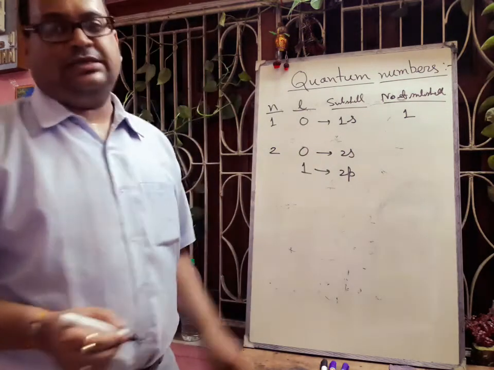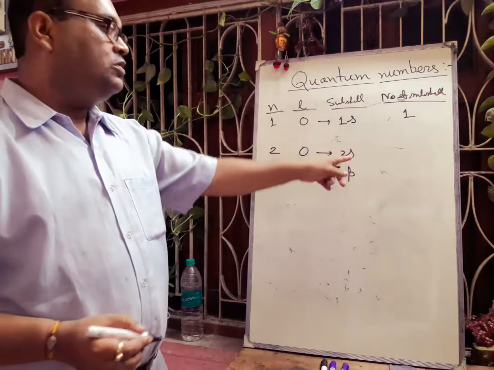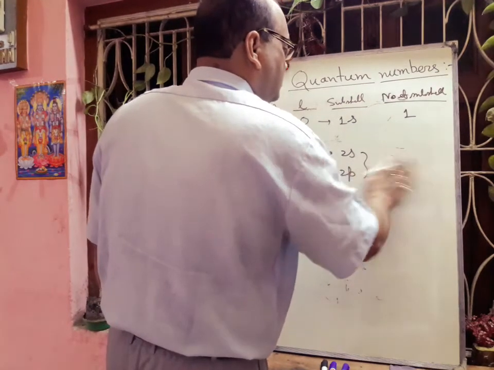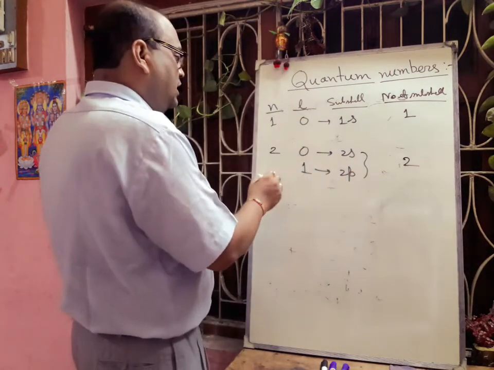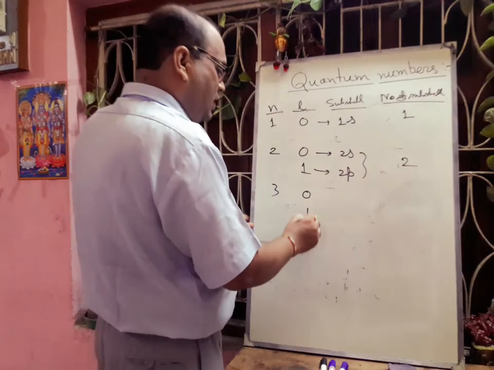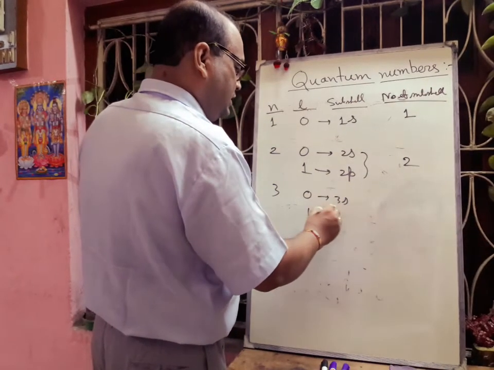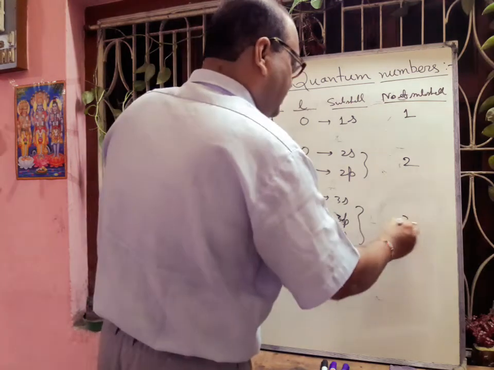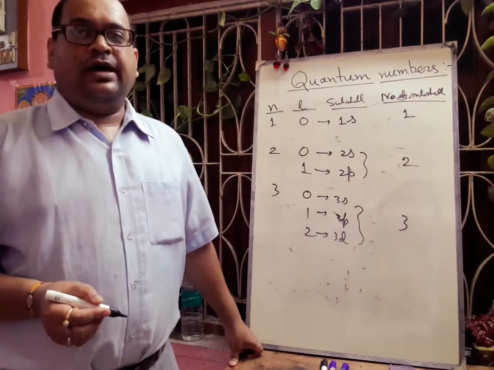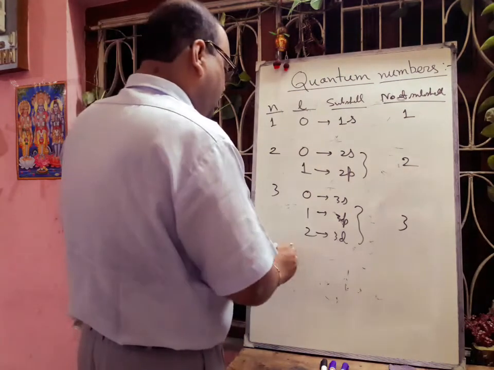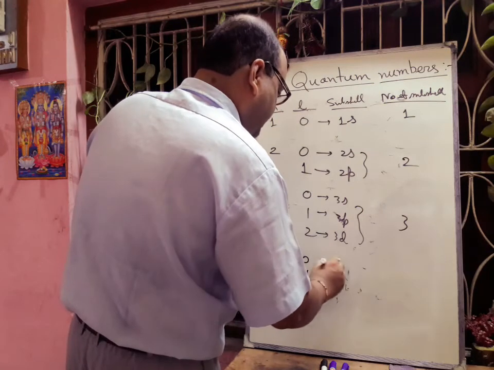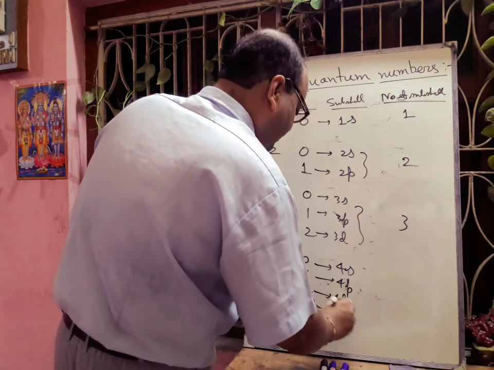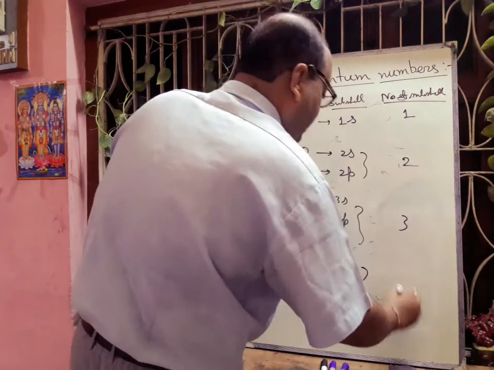Now for 2s and 2p, what will be the total number of subshells? That will be 2. When n is equal to 3, L is 0, 1 and 2, so it is the 3s, 3p and 3d orbitals. Here the total number of subshells will be 3. When n is 4, L is 0, 1, 2, 3, that means 4s, 4p, 4d, 4f. So the total number of subshells will be 4 here.